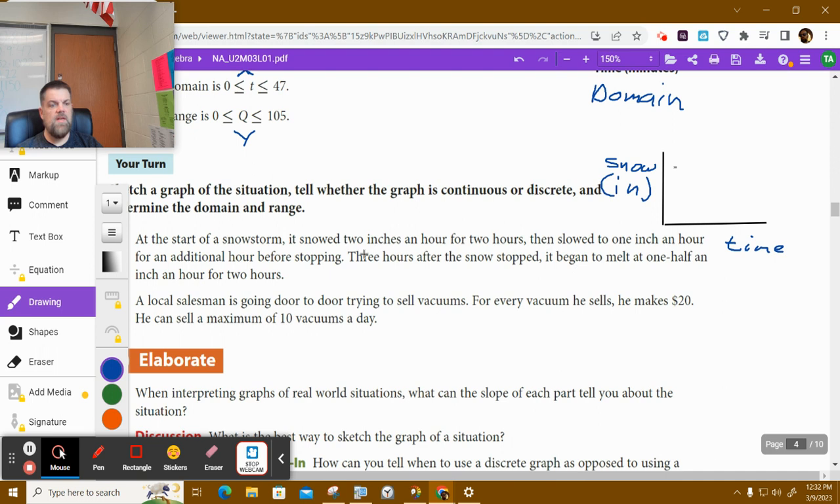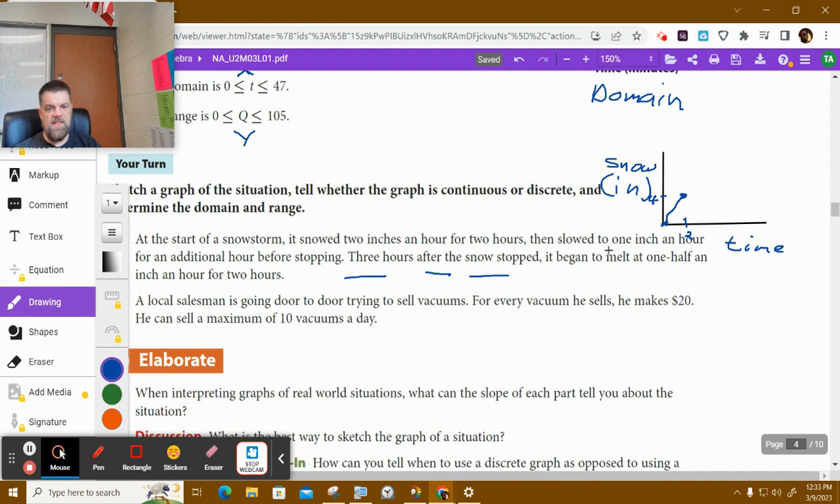Okay. So now it says that it snows for 2 inches an hour for 2 hours. So somewhere over here, I'm going to put 2. So this is my time, 2 hours. And it goes up to 2 per hour for 2 hours. So this would be 4. So I'm going to draw a line from here to here. So we're assuming that we had 0 inches of snow.